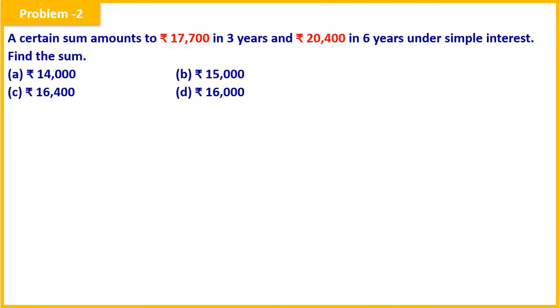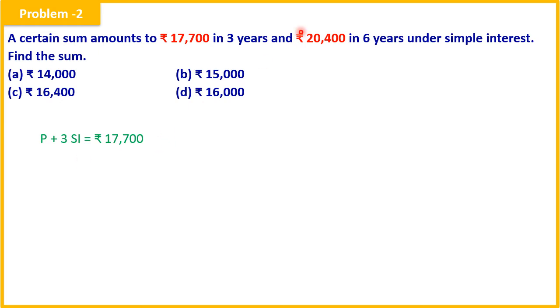Problem number 2. A certain sum amounts to rupees 17,700 in 3 years and rupees 20,400 in 6 years under simple interest. Find the sum. Now basically what is this 17,700? It is equal to original principal plus 3 years simple interest. So I can write P plus 3 SI as 17,700.